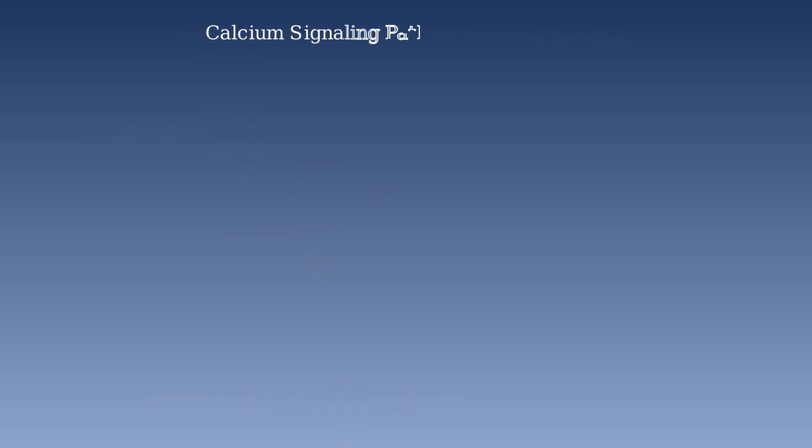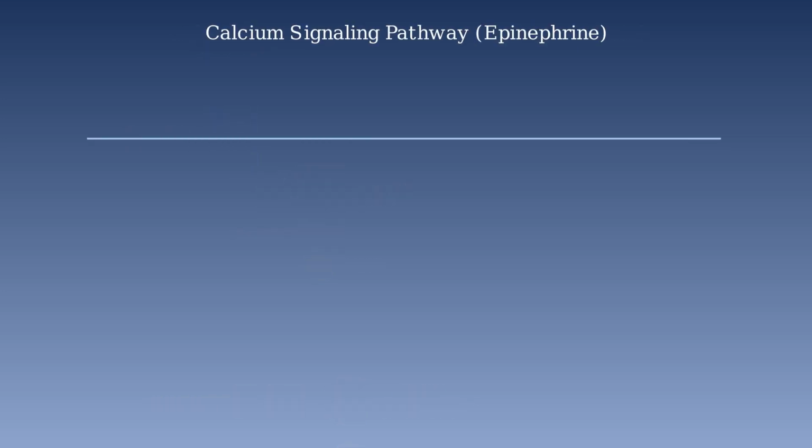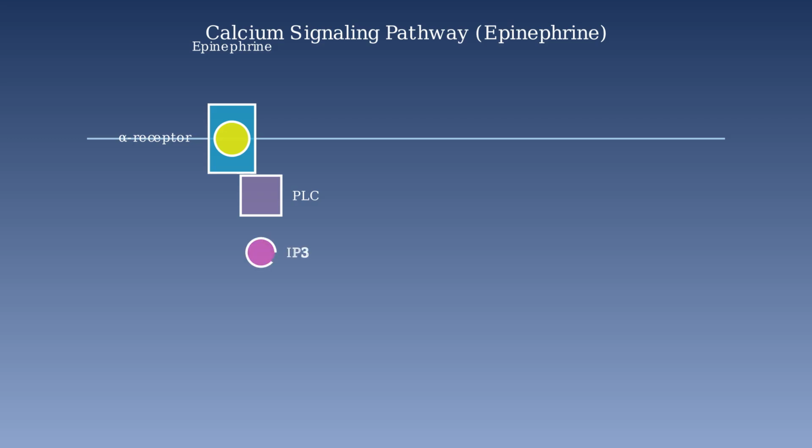A second important pathway is the calcium signaling pathway, which is activated by epinephrine binding to alpha receptors. When epinephrine binds to an alpha receptor, it activates phospholipase C, or PLC, through a different G protein. PLC cleaves phosphatidylinositol 4,5-bisphosphate to produce inositol triphosphate, or IP3, which diffuses into the cytosol. IP3 triggers the release of calcium ions from the endoplasmic reticulum, increasing cytosolic calcium concentration.